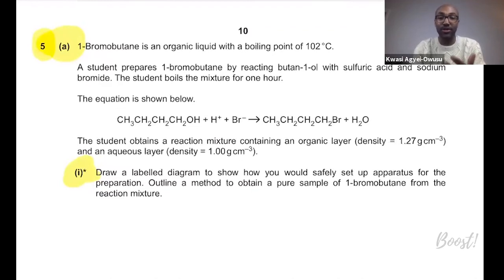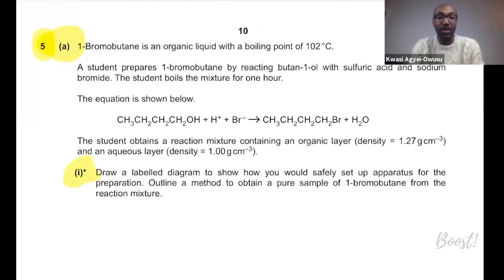Okay, so the sulfuric acid and sodium bromide will furnish bromide ions, which can then react with your alcohol and substitute the OH group present, to give you water. Okay, so the student obtains a reaction mixture containing an organic layer. Okay, so the organic layer will be our halogenoalkane. Of course, the halogenoalkane is denser than water, and so it will be the bottom layer, and the aqueous layer will be the top layer.